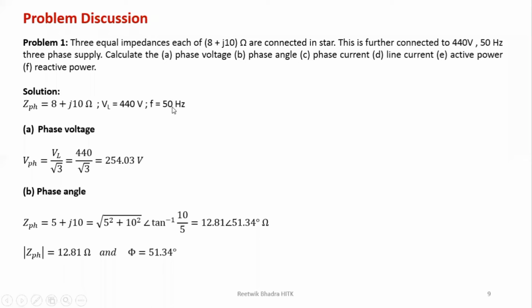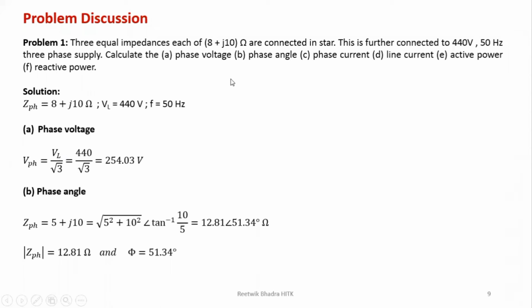So 50 hertz is your F. Voltage is given as 440. Take care of this voltage: voltage is always given as line voltage, and impedance is always given as phase. So VL is 440 volt. If it is mentioned as phase voltage of 440, then VPH is 440. If it is not mentioned, then it is line voltage. If 440 volt is a single phase supply, then it would have been RMS. But for this one, it is VL.